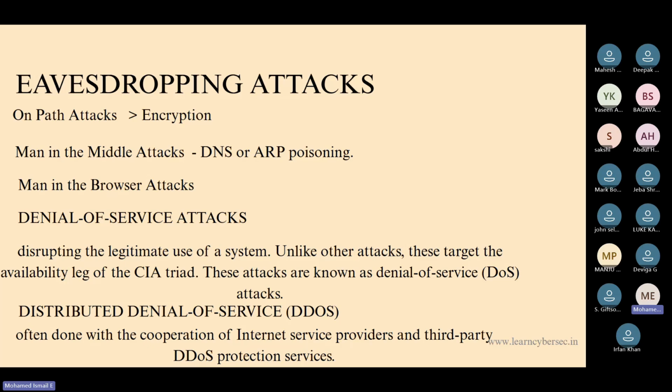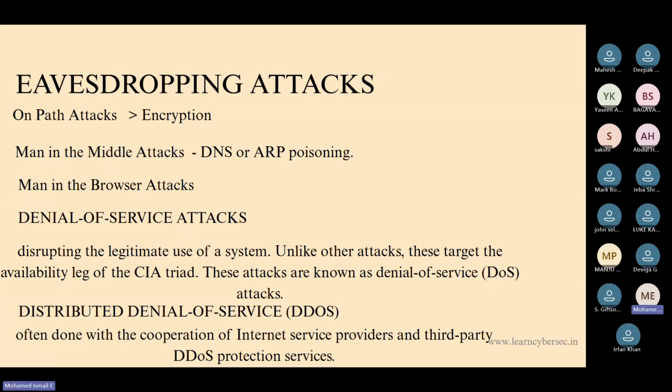Man in the middle attacks, DNS poisoning. Let's say you are going to facebook.com. The attacker developed a similar website, a copy replica of facebook.com, but hosted on a different server. They tweak the DNS and route you to the wrong, fake facebook.com and capture your user ID and password. These are happening in real time. So DNS or ARP poisoning is the way to do that. That's how a man in the middle attack works.